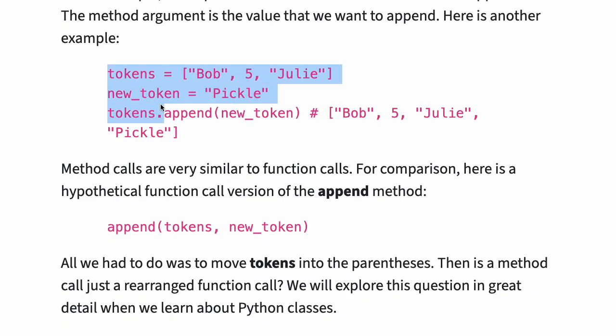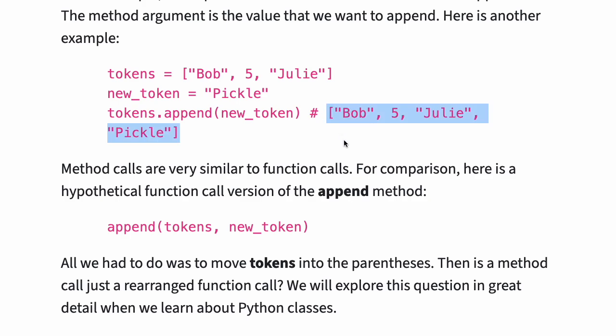Here is another example program. In line 1, a list is assigned to variable tokens. In line 2, the word pickle is assigned to new_token. In line 3, we call tokens.append with new_token. After the 3 lines are executed, tokens is the list ['Bob', 5, 'Julie', 'pickle'].